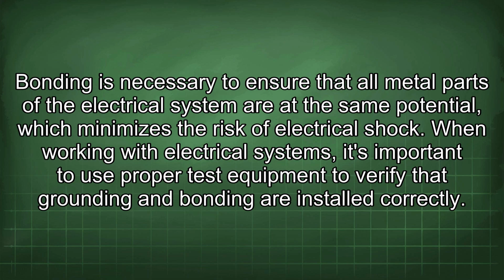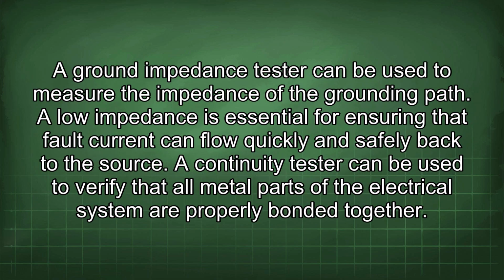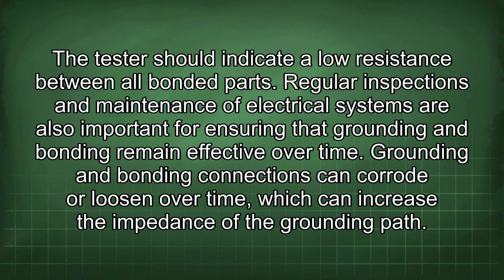When working with electrical systems, it's important to use proper test equipment to verify that grounding and bonding are installed correctly. A ground impedance tester can be used to measure the impedance of the grounding path. A low impedance is essential for ensuring that fault current can flow quickly and safely back to the source. A continuity tester can be used to verify that all metal parts of the electrical system are properly bonded together. The tester should indicate a low resistance between all bonded parts.